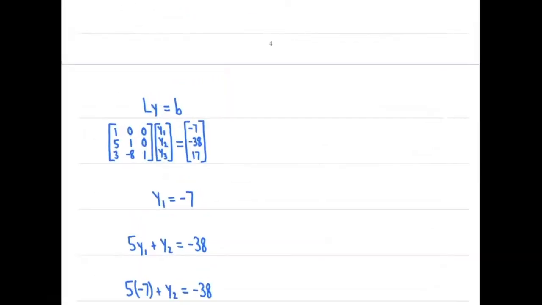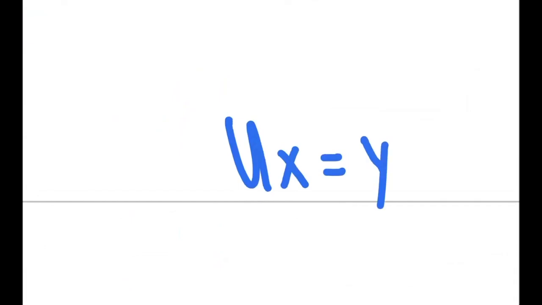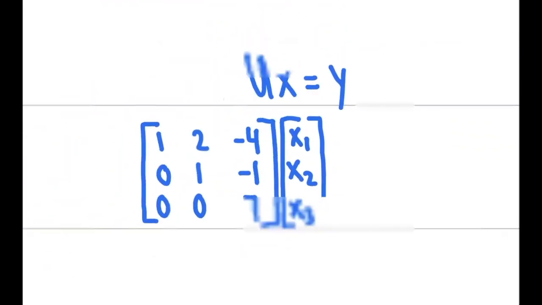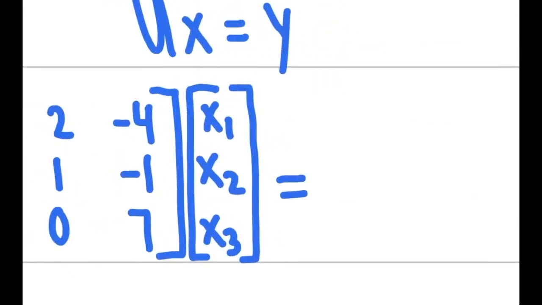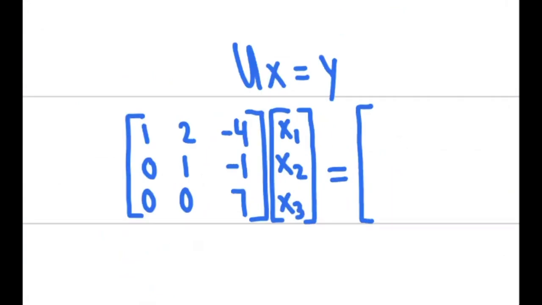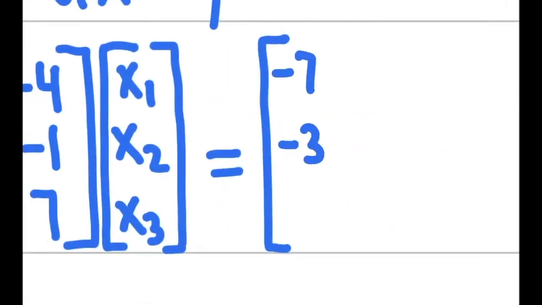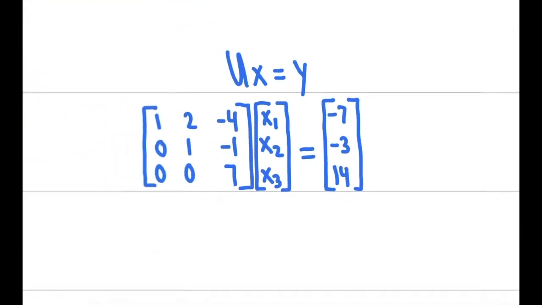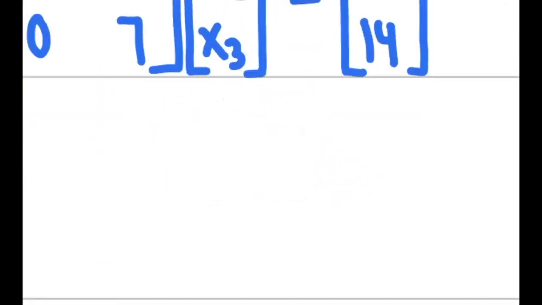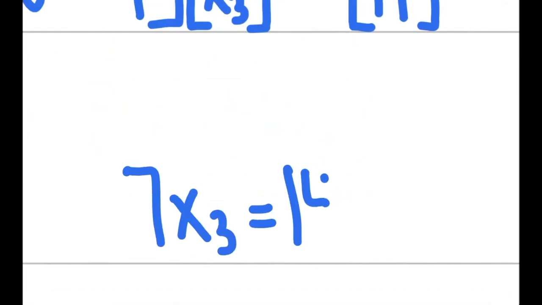So now remember, y is Ux. So Ux equals y. We know U. We're trying to find x. That's really what we want. So x1, x2, x3. And then y, we just figured out what that is. We know y1 is -7, y2 is -3, and y3 is 14. So we got -7, -3, 14. This is just another system of equations. Another baby system of equations. And now we're going to use back substitution because we're going to start from the bottom. So we have 7x3 equals 14. So that means x3 is 2.